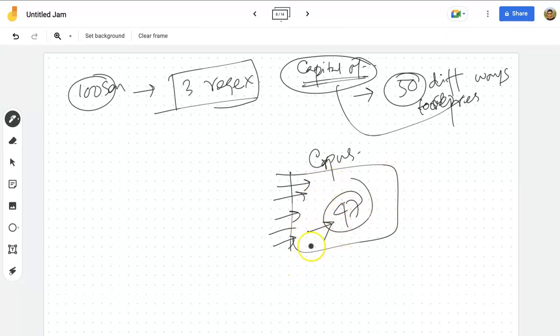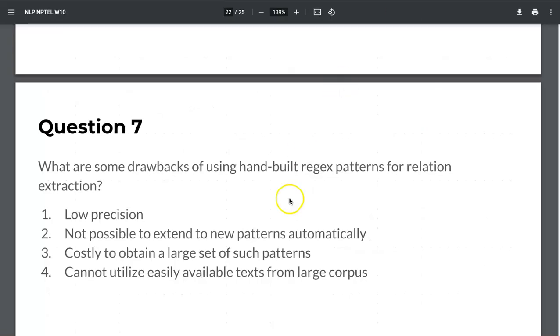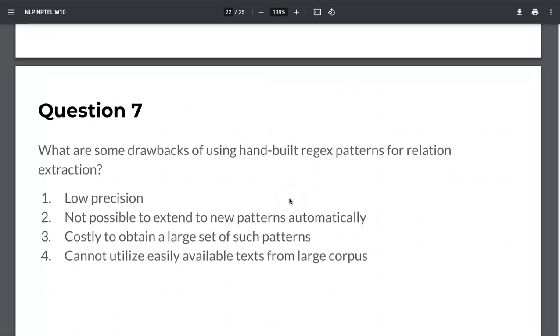So obviously your accuracy will fall, because suppose there is a true example of the capital of relation, but using these 3 regex patterns, you cannot find it. The pattern will never match this sentence, and you will never report that this is a capital of relation. So obviously your accuracy will be harmed. This is the problem.